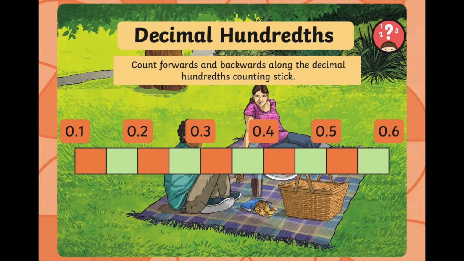Next, we're going to be counting in intervals of 5 hundredths. So 0.1, 0.15, 0.2, 0.25, 0.3, 0.35, 0.4, 0.45, 0.5, 0.55, 0.6. And back: 0.6, 0.55, 0.5, 0.45, 0.4, 0.35, 0.3, 0.25, 0.2, 0.15, 0.1.